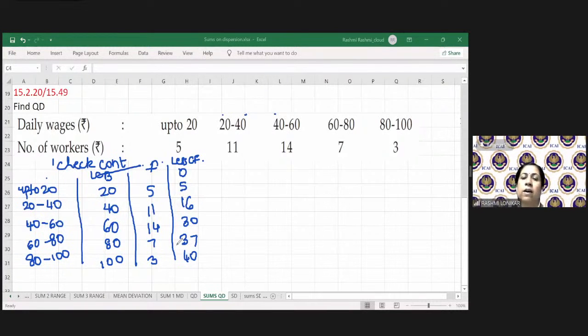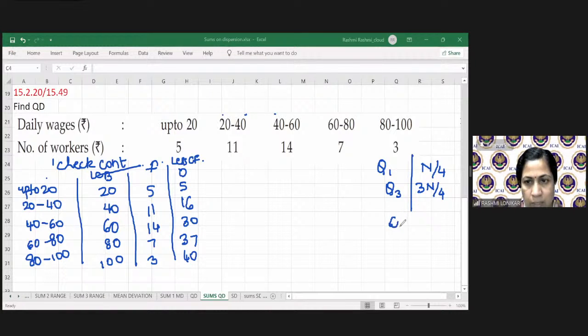Okay, now I have to find Q1. To find Q1, what do we do? We look at n/4, and for Q3 we look at 3n/4. Now, how much is n/4? n/4 comes to 10, and for Q3, 3n/4 comes to 30. So for Q1 I have n/4 as 10.